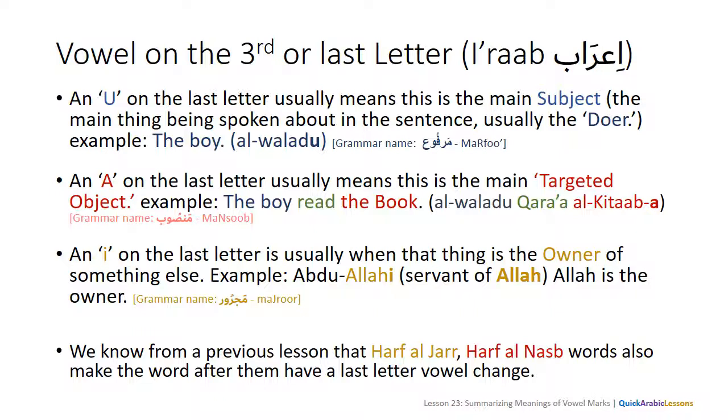Now on the second bullet point, you see an a on the last letter. It usually means it's the main targeted object. So for example, the boy read the book. The boy, al-waladu, because he's the subject, has a u on the end. Read, qara'a, means to read, and it has an a on the end because he read. And al-kitaba, the book. The targeted object by the boy was the book.